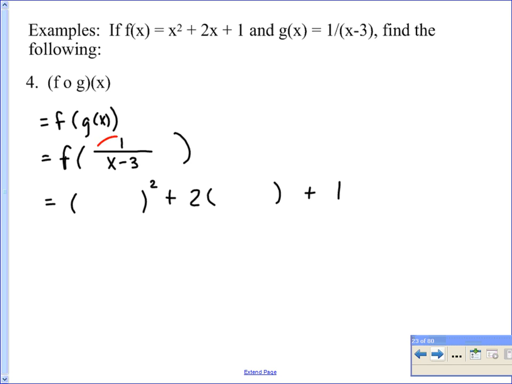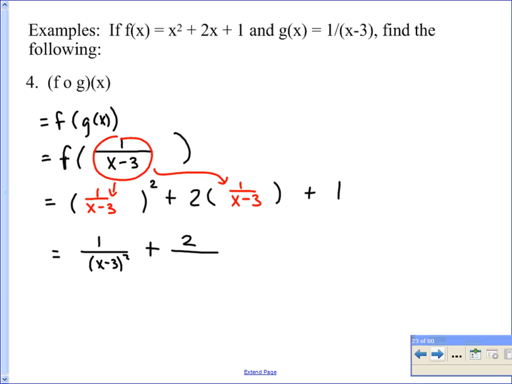Now everywhere I have that, I'm putting in this. So this is going to be 1 over x minus 3, and this will be 1 over x minus 3. Okay, and so I simplify, and I get 1 over x minus 3 quantity squared, because if I square 1, I get 1, plus 2 over x minus 3 plus 1. And that's fine, we can leave it in that form. And so that's f of g of x.